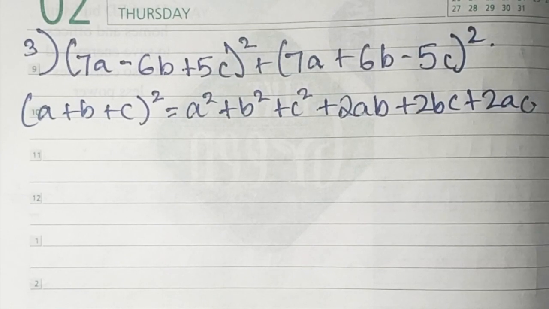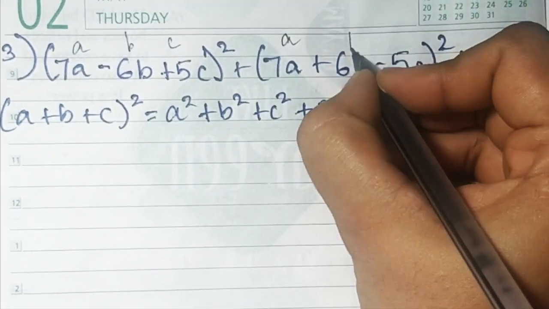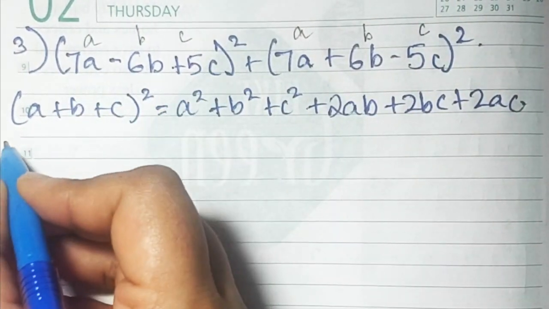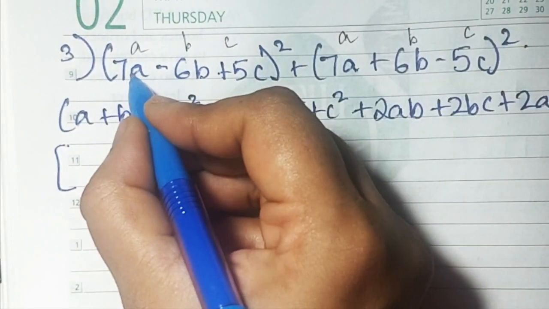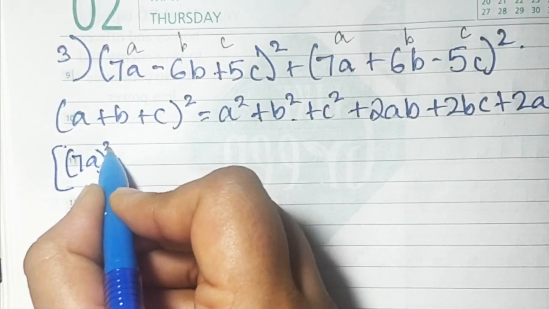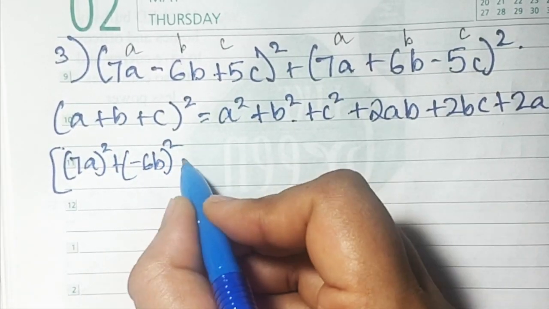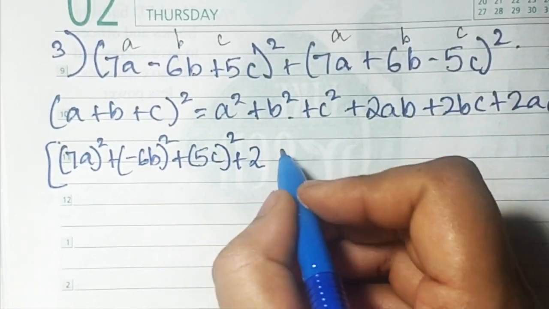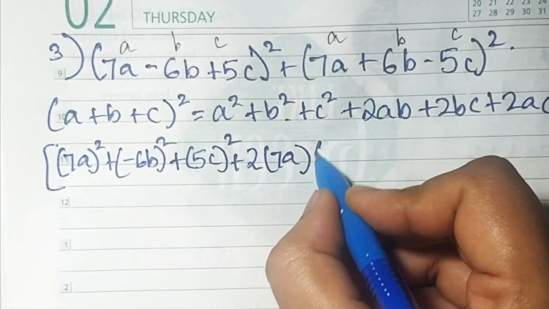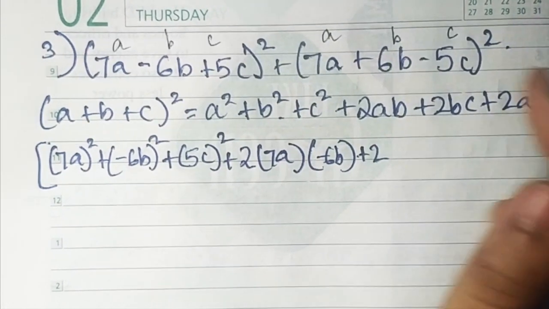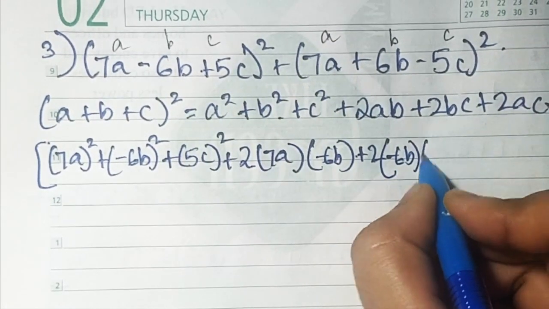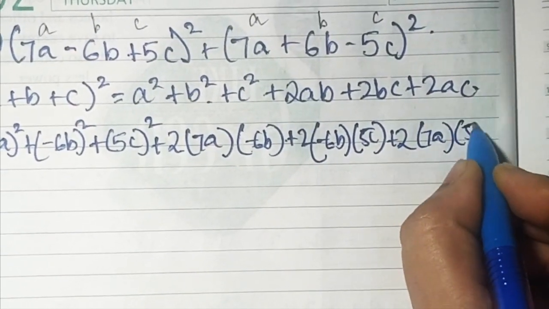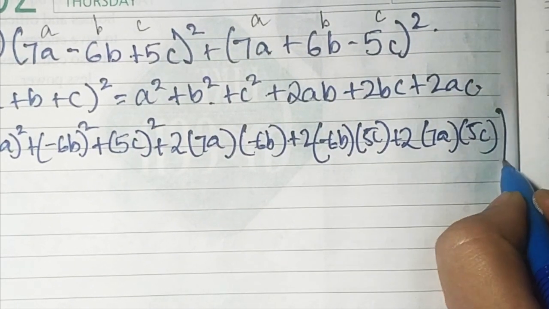Now let's mark what is what. So we have a, b, c. Fine, now let's begin. So the first bracket: a square plus b square plus c square. So a is 7a square plus minus 6b square plus 5c square. So a square, b square, c square is done. Now plus 2ab, plus 2, a is what? 7a, b is minus 6b, plus 2bc. b, c is 5c. Okay? Plus 2ac. a is 7a, c is 5c. Our first bracket is done.